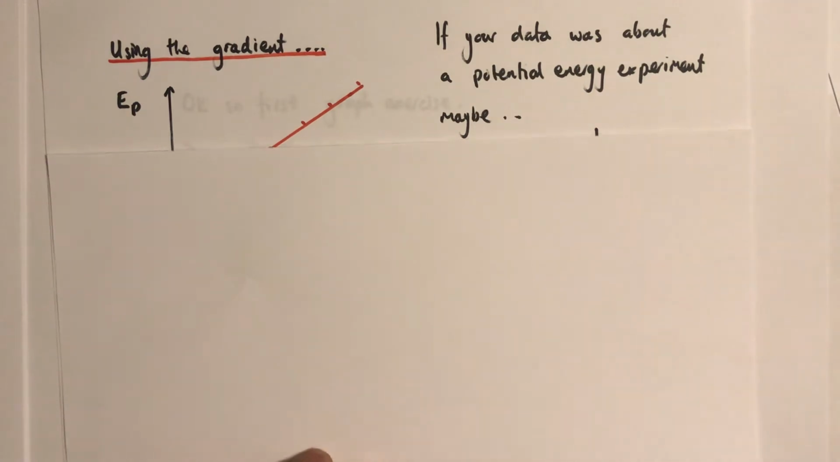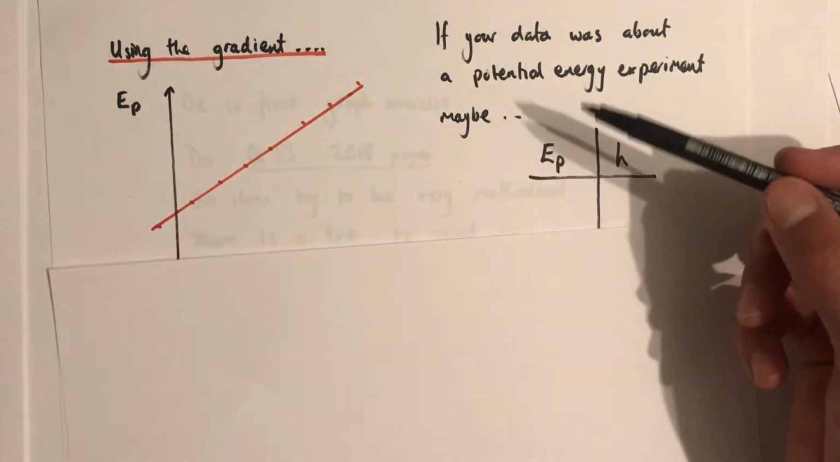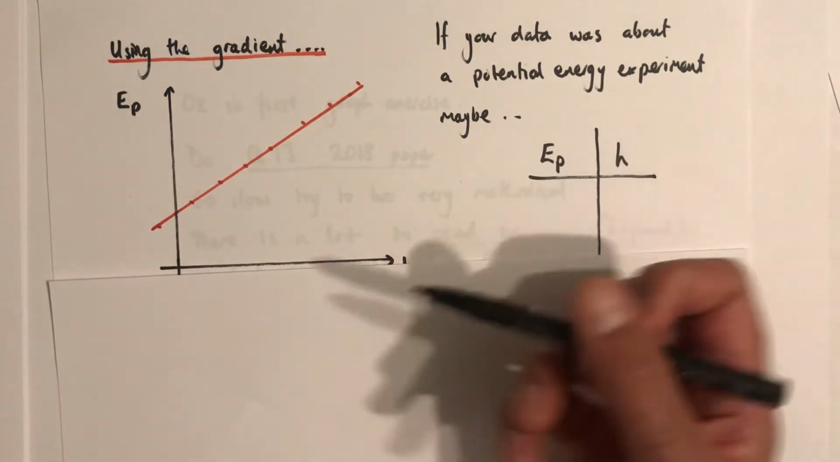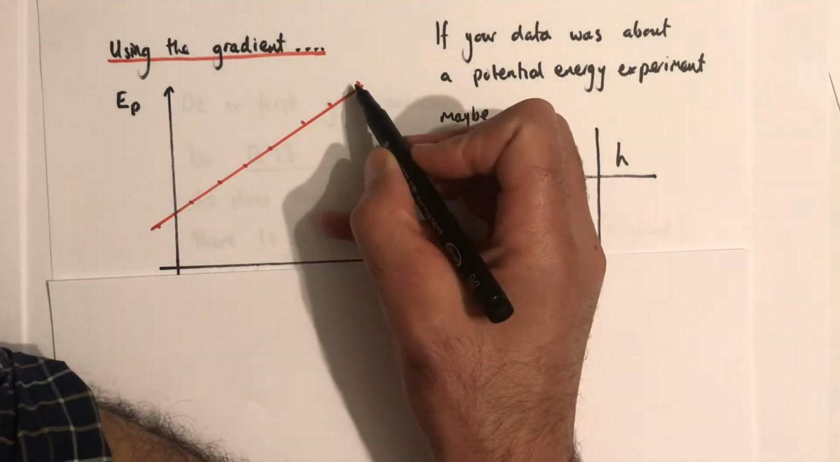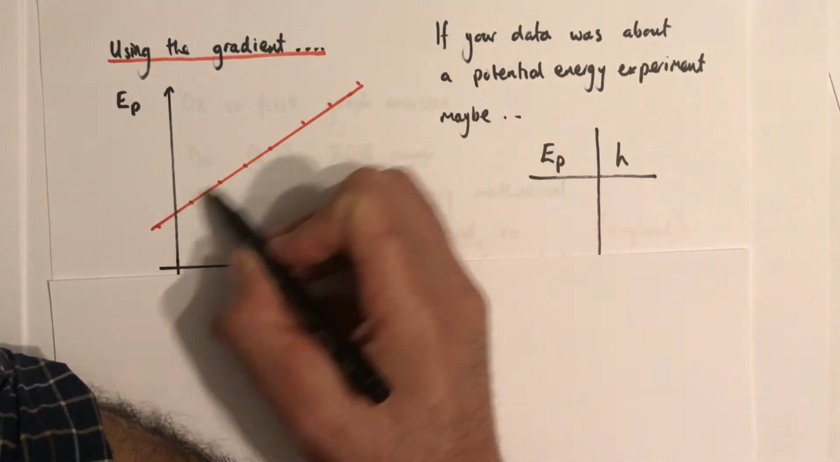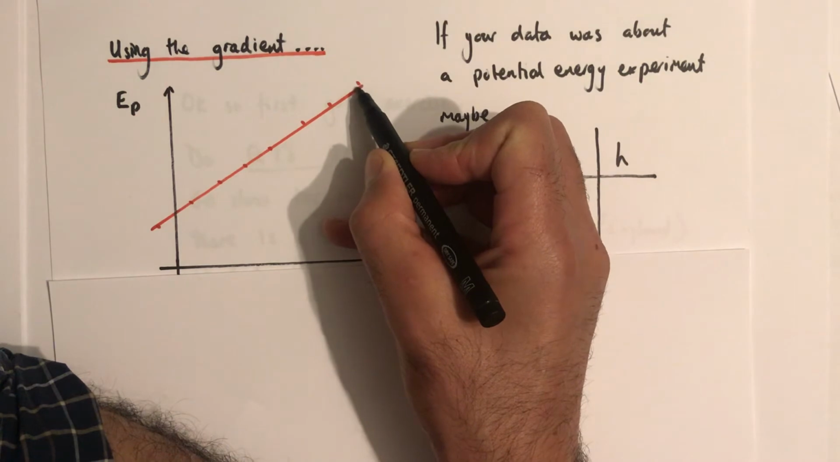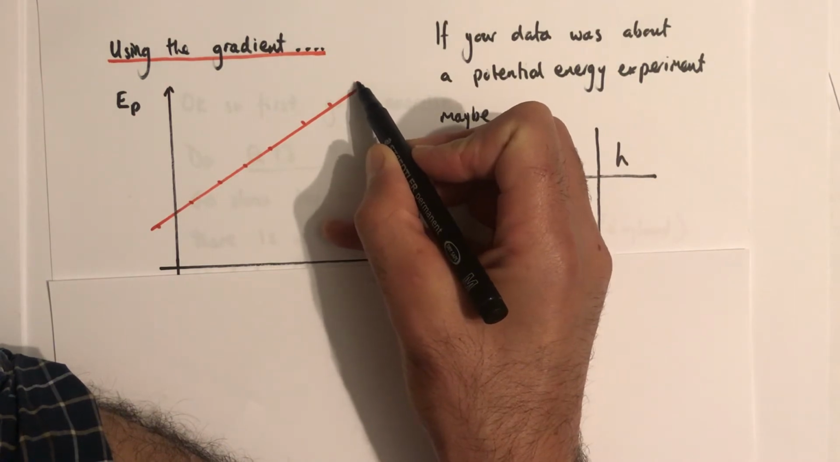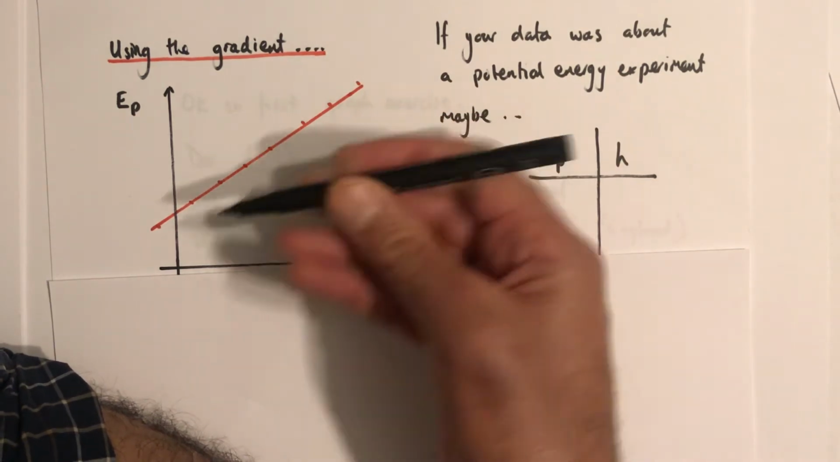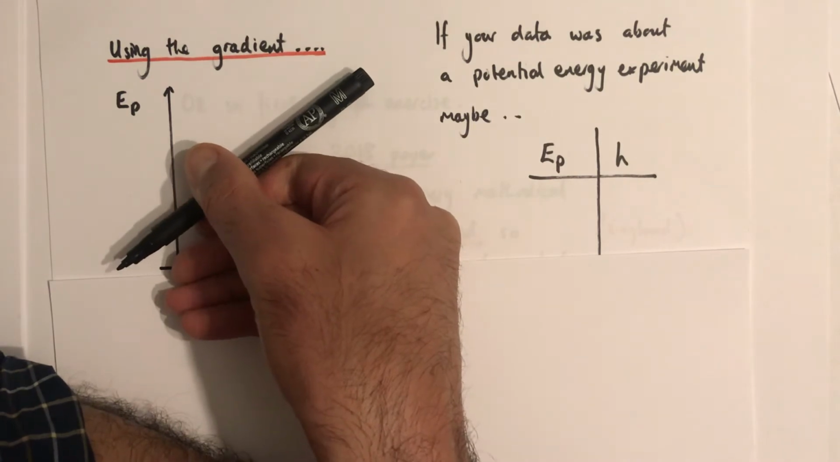Okay, so we're back on the same experiment. We're graphing potential energy against height. Now, one thing is, you've got to draw a line of best fit, and I'm not particularly proud of this one, because I reckon that point could have been on it if I'd just rotated my line a tiny bit up there.